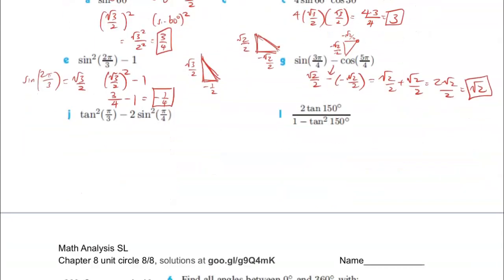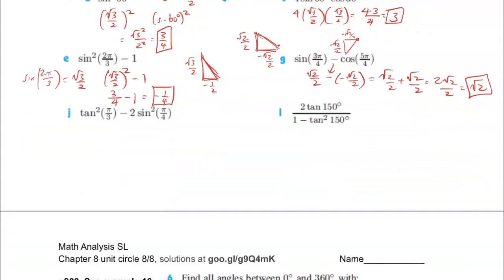Okay. Tangent squared pi over 3 minus 2 sine squared pi over 4. Okay, so let's figure out the components here. What is tangent of pi over 3? And then what is sine of pi over 4? And then we'll insert them in the equation.